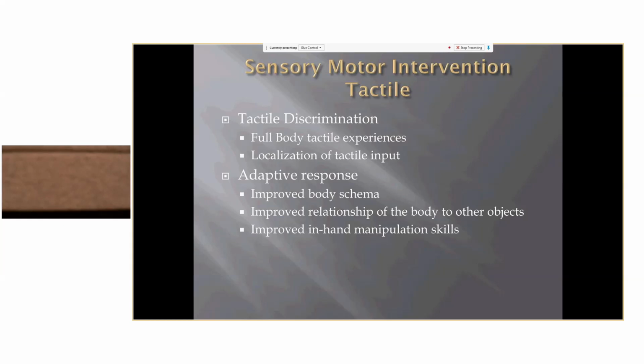Sometimes we will put stickers on them and then have them, maybe starting off with a mirror, removing the stickers, and then trying to find them without it. The adaptive response we would really want to see is improved body scheme, improved praxis, and then an improved relationship of the body to other objects. These are the kids that might be running into things all the time or knocking things over. We would hope to see improvements with that.